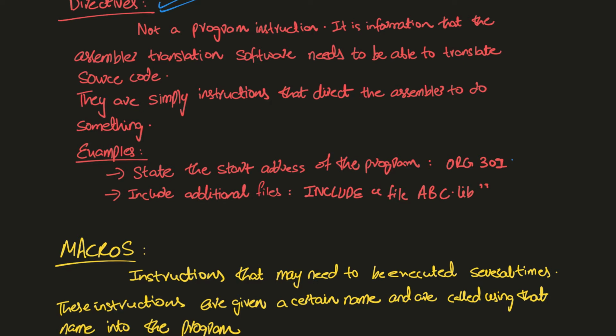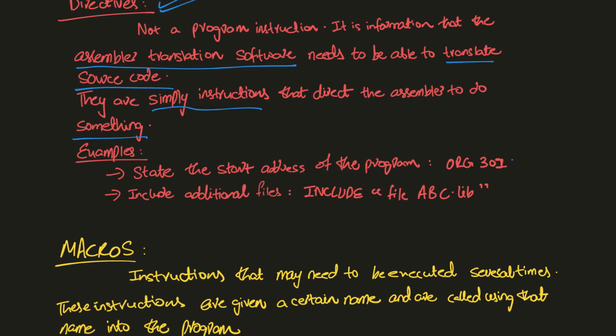Directives are not really program instructions, they do not affect the code you're trying to translate, but they do tell the assembler software that needs to translate the source code. These are simply instructions that direct the assembler to do something. You need to know the examples and only what they do. You do not need to know how they do it, or how to write code for it, right?